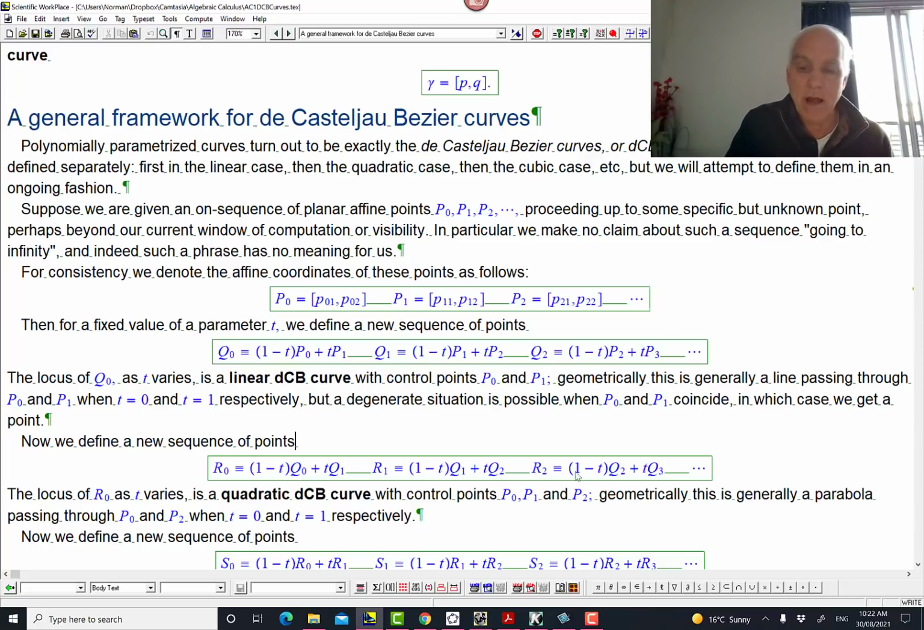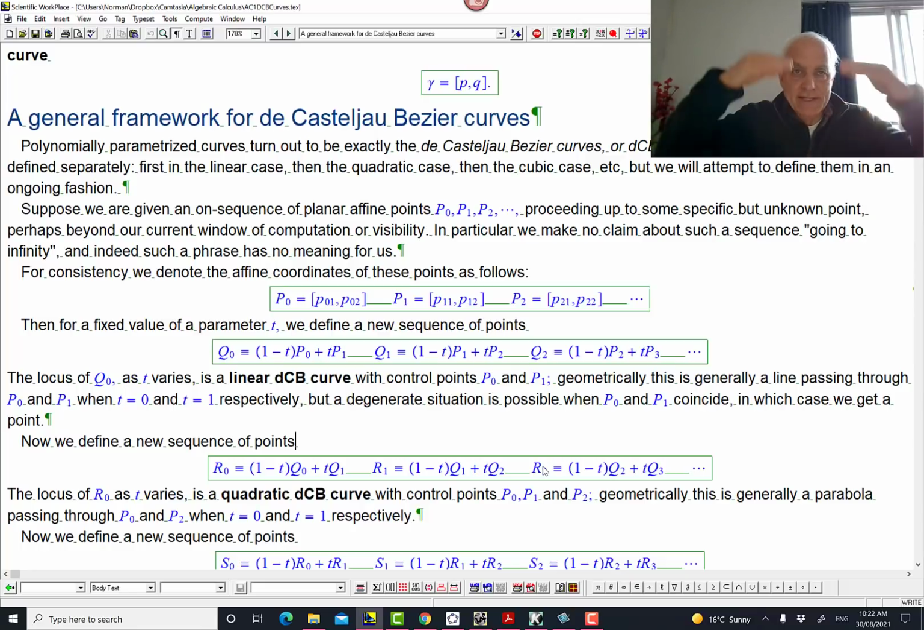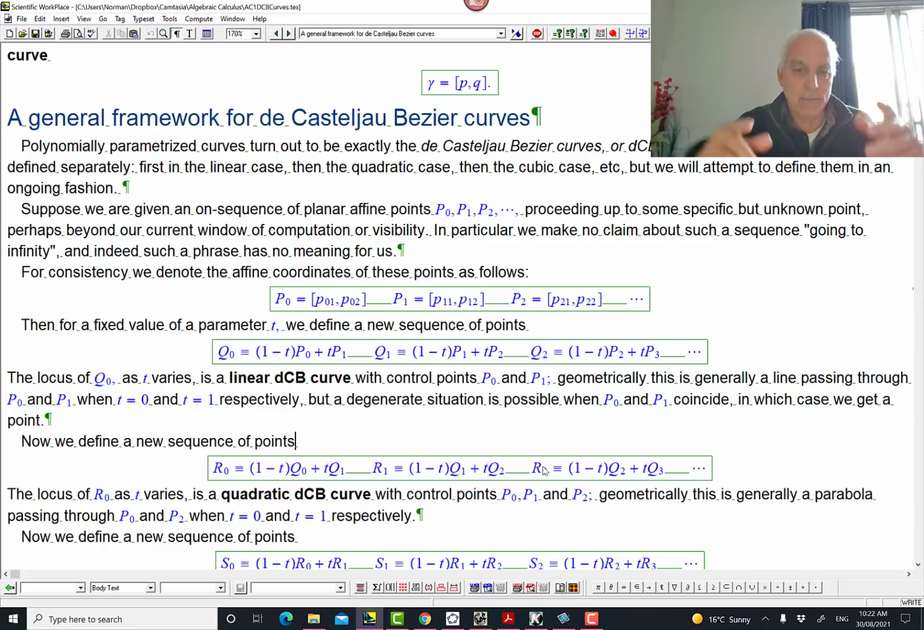R2 is a similar combination of Q2 and Q3, and so on. So we could go up to 100 or however many control points we had. If we had 100 control points, say P0 up to P99, then the Qs would only go up to 98, and then the Rs would only go up to 97. So the number of each of these additional points that we're creating reduces by 1 each time, just as we saw in the app.